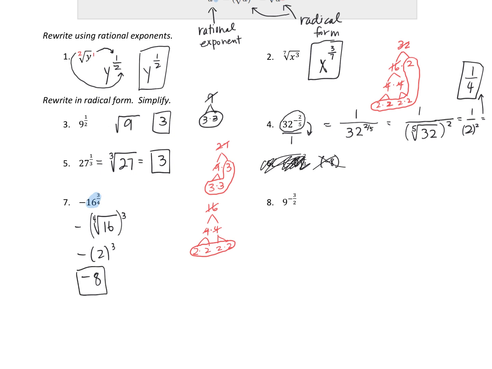Our last example, number 8, we have 9 to the negative 3/2 power. First we want to deal with that negative exponent. So we'll be moving this down to the bottom of the fraction. So this will be 1 over 9 to the positive 3/2. Next we want to rewrite in radical form. So we'll have 1 over the square root of 9 cubed. The exponent is 3 and the index or the root is 2. That's understood to be a 2, so I don't have to write that in. The square root of 9 is 3. And then 3 cubed is 27. So this one is 1 over 27.